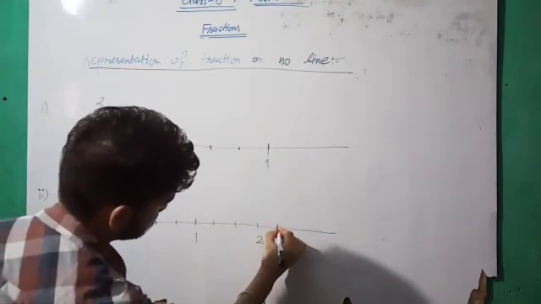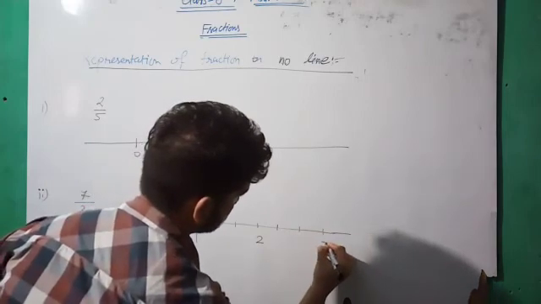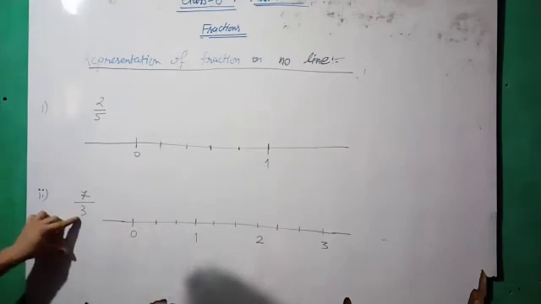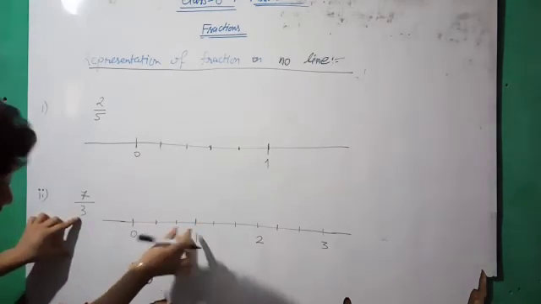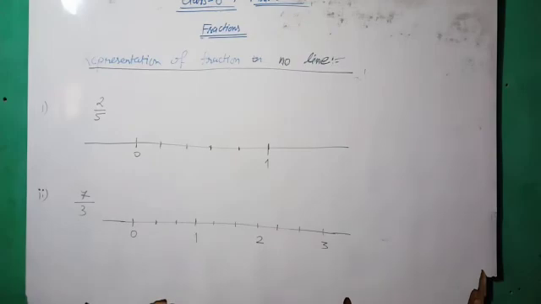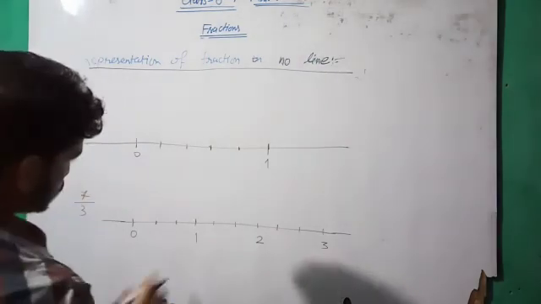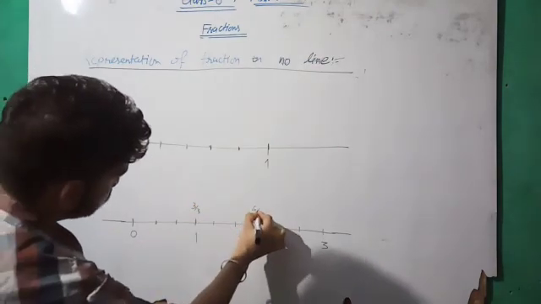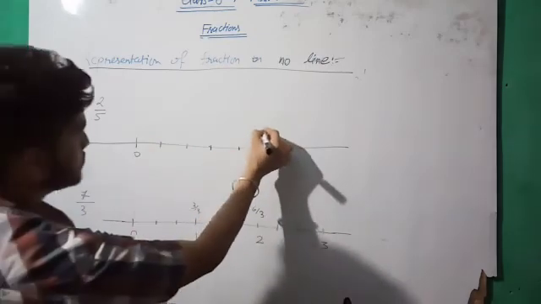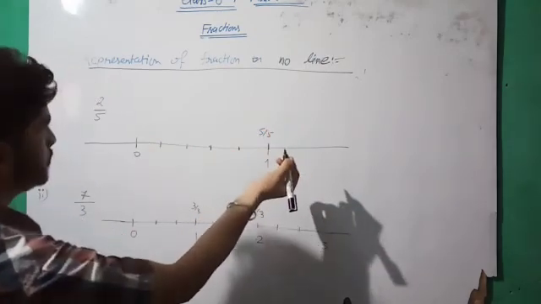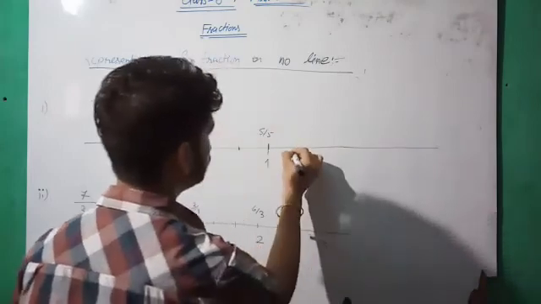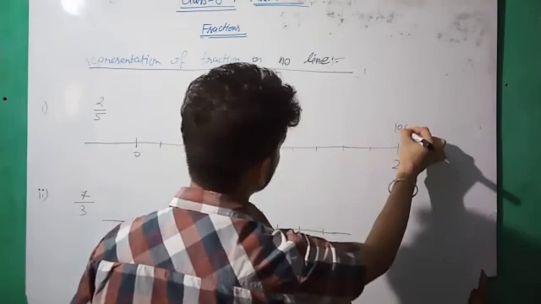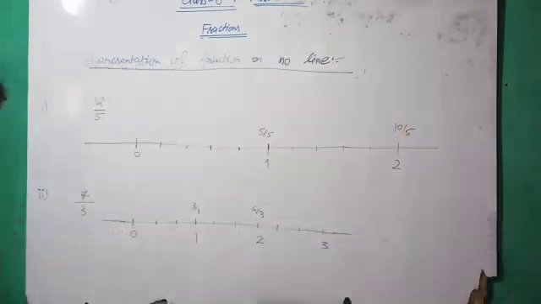I think now it is clear why there are 3 segments between the integers, because the denominator is 3. So 1, 2 and 3 means this is 3 by 3. Again, this is 6 by 3. Now this is 5 by 5, and 5 by 5 means 1. Again 10 by 5 means 2.